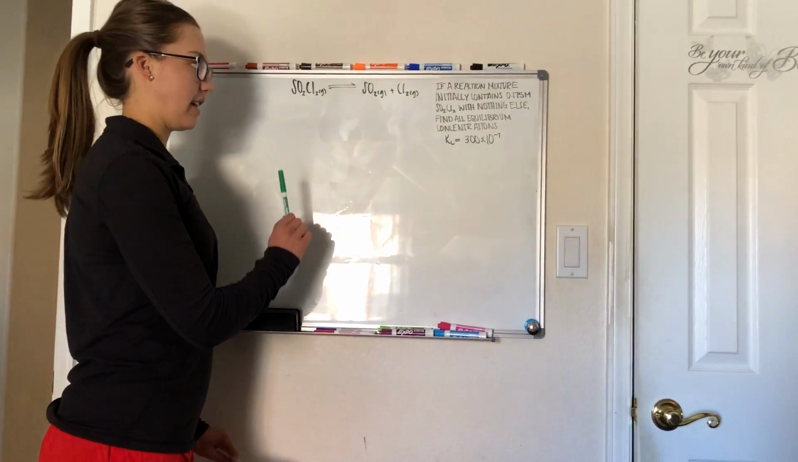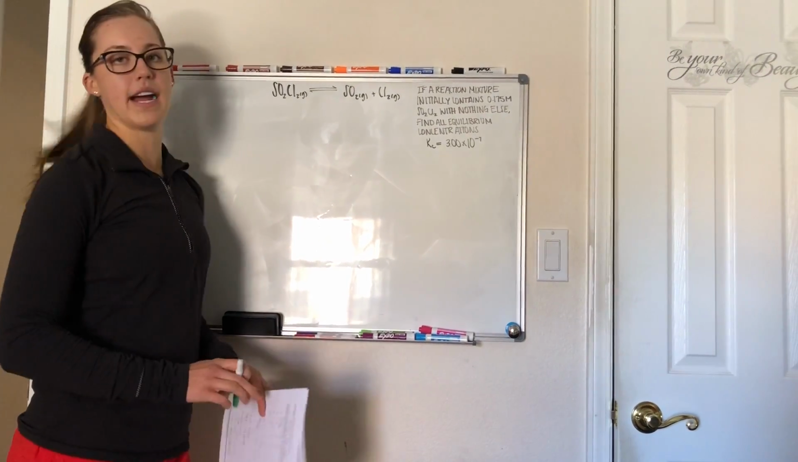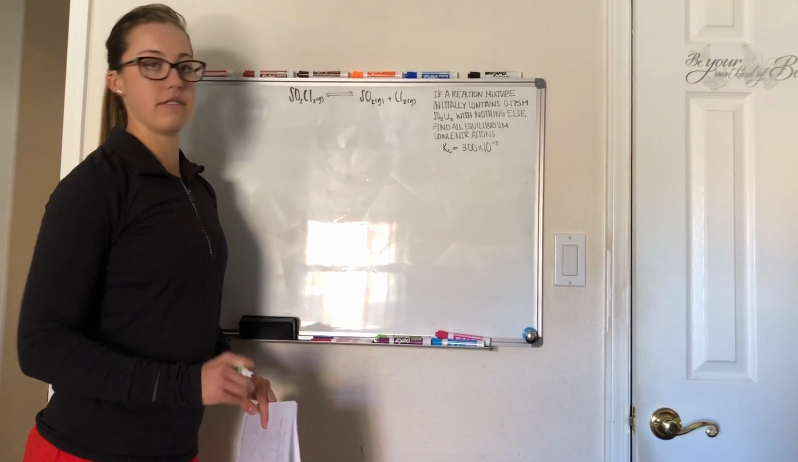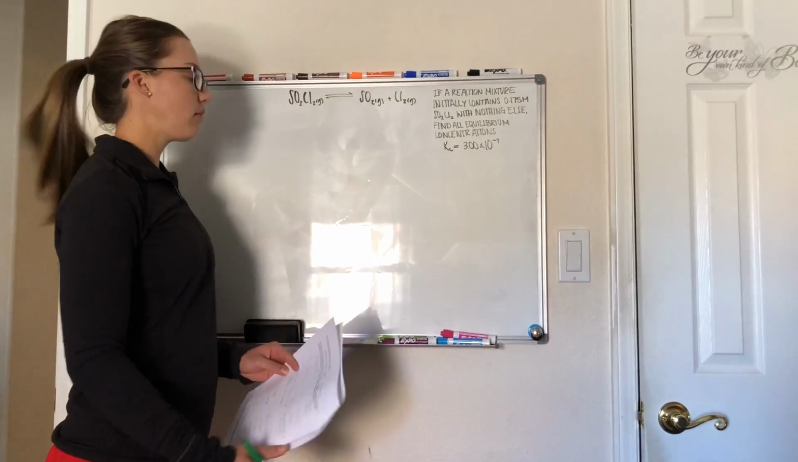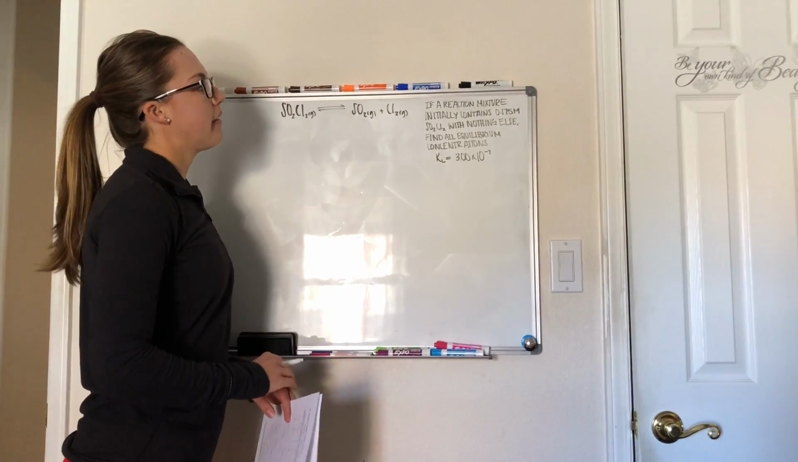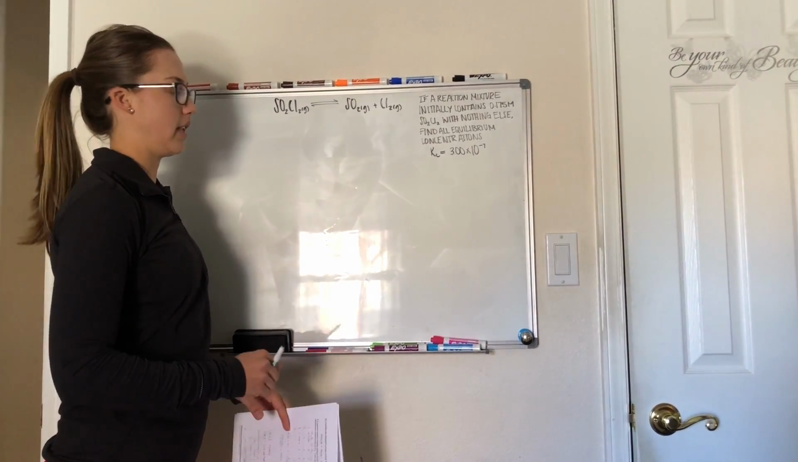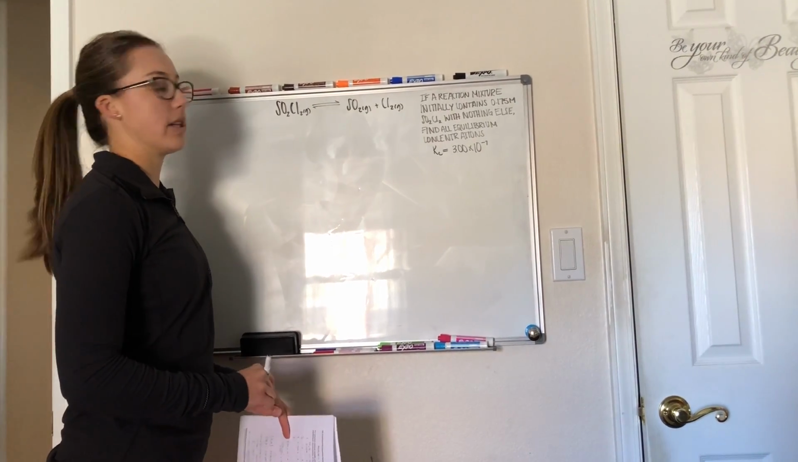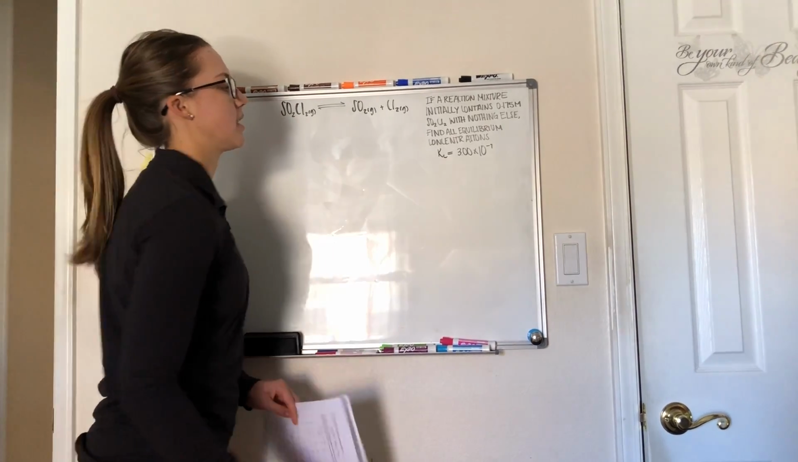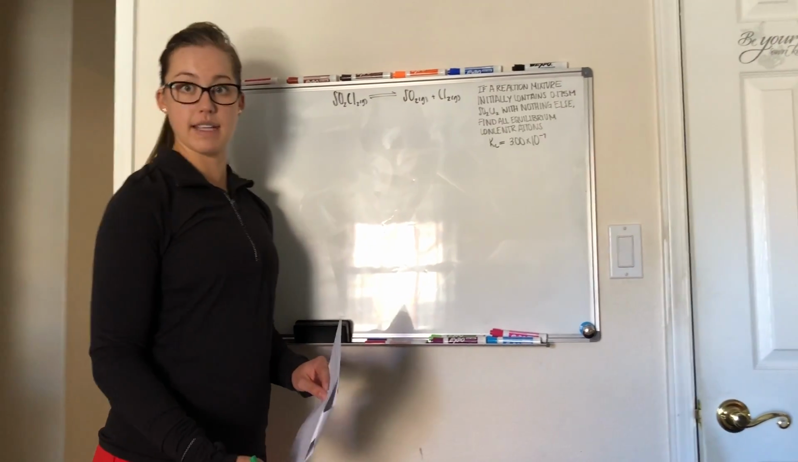This is an example of a problem where you're going to need to find equilibrium concentrations of some species of a reaction. So first I'll read the question. If a reaction mixture initially contains 0.175 molar SO2Cl2 with nothing else, find all equilibrium concentrations given this equilibrium constant of 3.00 times 10 to the negative 7.